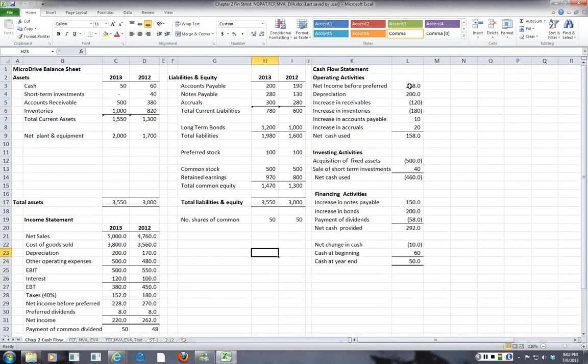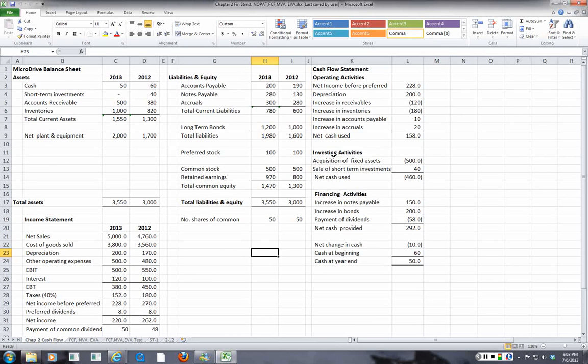one of the most interesting statements that a company has, because the cash flow statement has three basic components: operating activities, investing activities, and financing activities. In this case, this company has $158,000 of cash coming from the operating activities and the changes in the current assets and current liabilities, which affect the cash flow. It's $158,000 of positive cash flow coming from the operating activities.